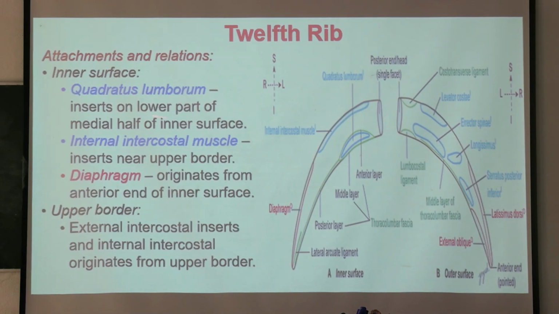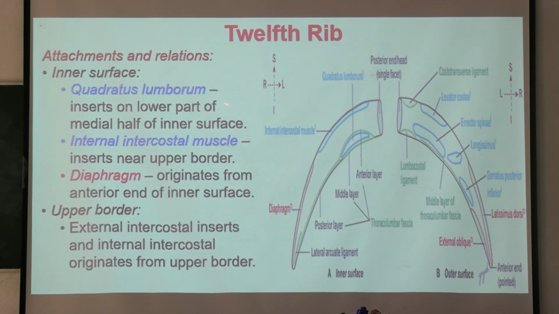Next we go to the inner surface. Here is the attachment of quadratus lumborum. Here is internal intercostal muscle. Here is diaphragm, lateral arcuate ligament, and the posterior layer, middle layer and anterior layer of the thoracolumbar fascia. All three layers are attached on this inner surface. The thoracolumbar fascia has three layers.